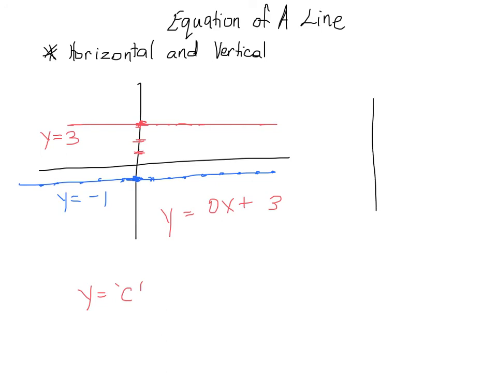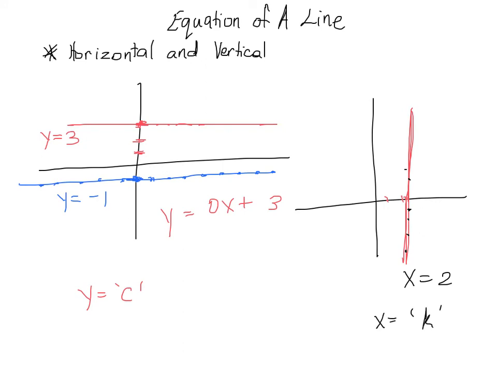In the same way, if we were to draw a vertical line, let's put the vertical line here at 2. Everywhere on this line, x is always the same value. Everywhere on this line, x will always be 2. So the equation of that line is x equals 2. Any vertical line has equation x equals some number, let's call it k, where k is the x-intercept. So again, horizontal lines have equation y equals some number, whereas vertical lines have equation x equals some number.